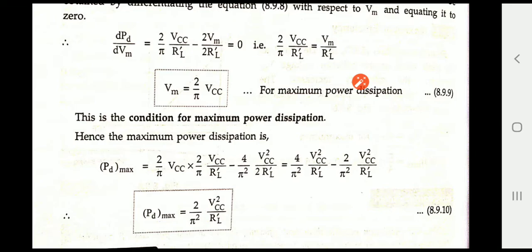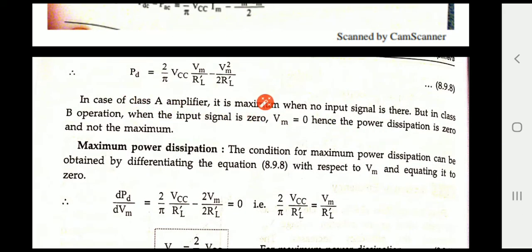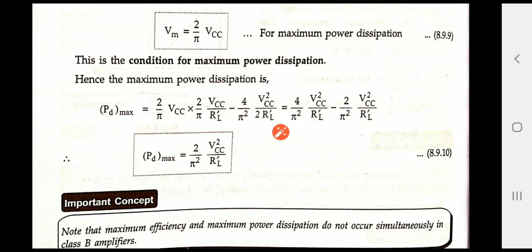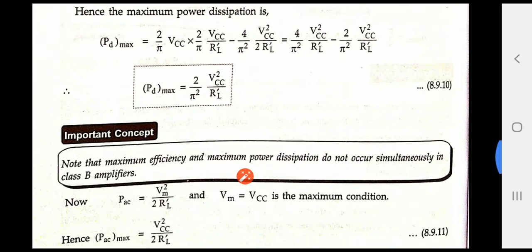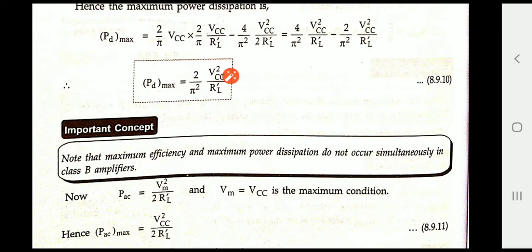Now from this, what I need is Vm. That Vm is obtained by simplifying this expression, which is 2 by pi into Vcc, because RL dash gets cancelled here. Now substituting this Vm equals 2 by pi into Vcc in this expression, we will get this. Now again simplify this, and we will get 4 by pi square into Vcc square by RL dash minus 2 by pi square Vcc square by RL dash, meaning 4 minus 2. If I do 4 minus 2, we will get 2 by pi square into Vcc square by RL dash. This is the maximum power dissipation that occurs in the push-pull amplifier.